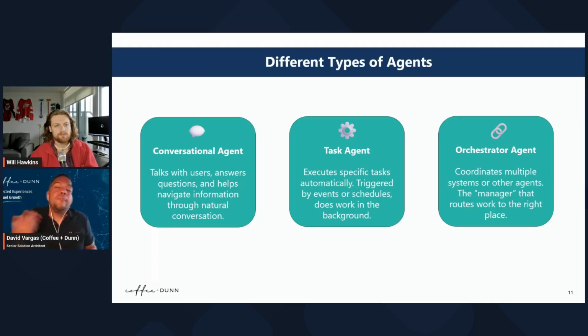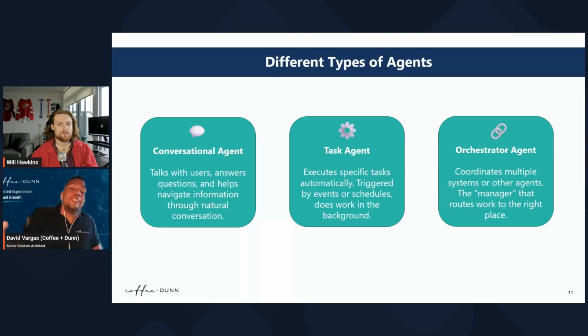And then just different types of agents. So, not all agents are equal. It's always good to have a category or some sort of objective that your agent can do. And these are some of the most common types. I think a conversational agent can talk with users, it answers questions, it helps navigate information. So think of like customer service and HR help desk or IT support, right?